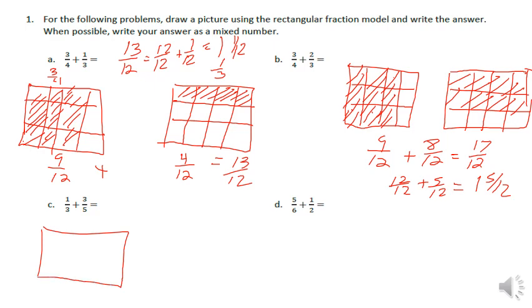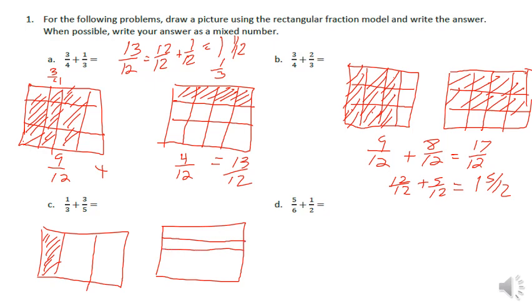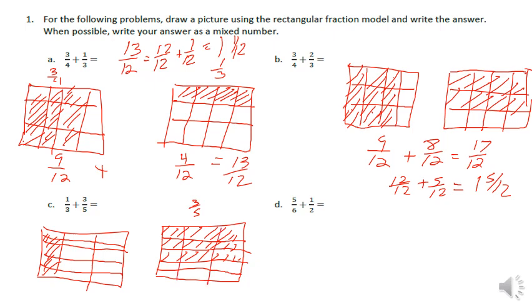On C, we're going to have a model of thirds, and we're going to shade in 1/3, and we're going to add that to 3/5. There's 1, 2, 3, 4, 5. And we're going to shade in 3 out of 5 of them. Now over here, we're going to take our thirds and multiply by 5 by cutting it up into 5. I have to do another one up here. And our 3/5 we're going to split into thirds.